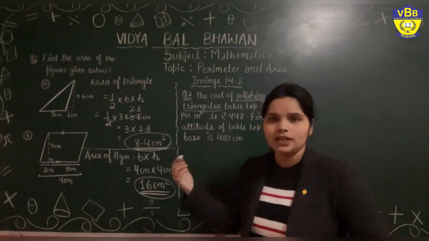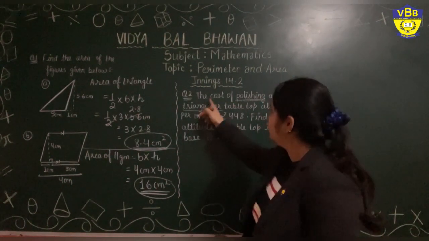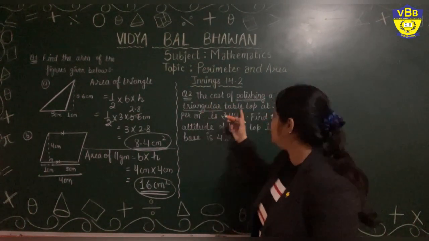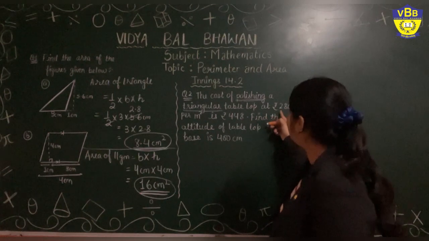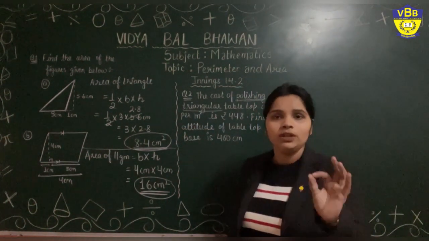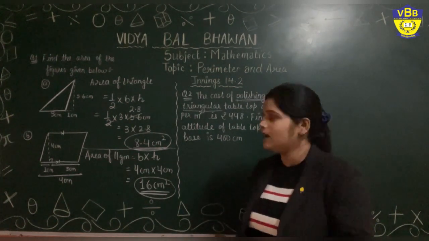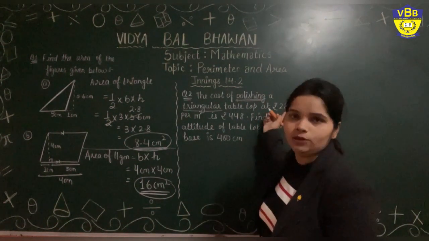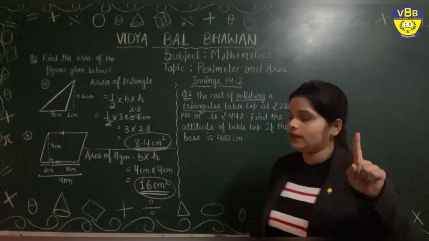Let's move to the final part of the question. The cost of polishing a triangular tabletop is 280 rupees per meter square. That means to polish 1 meter square area, you need to pay 280 rupees.